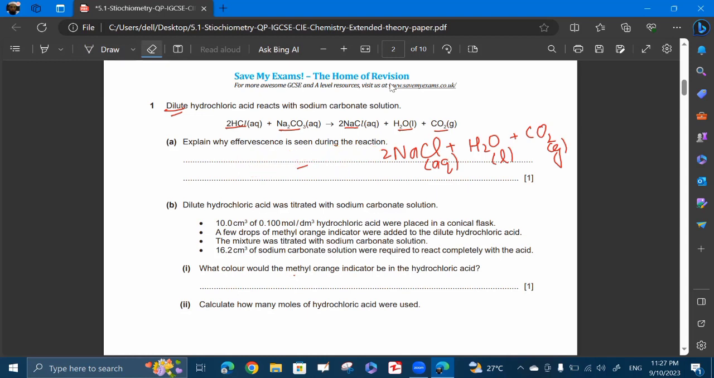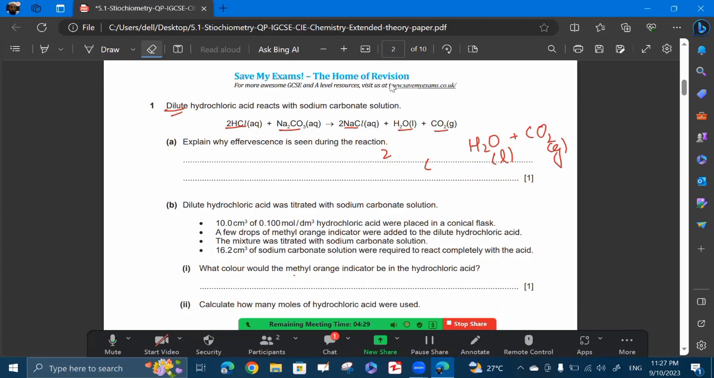Question number one is: explain why effervescence is seen during the reaction. Do you know what effervescence is? When you open a Pepsi bottle, some sound is produced, it means some gas is being released.